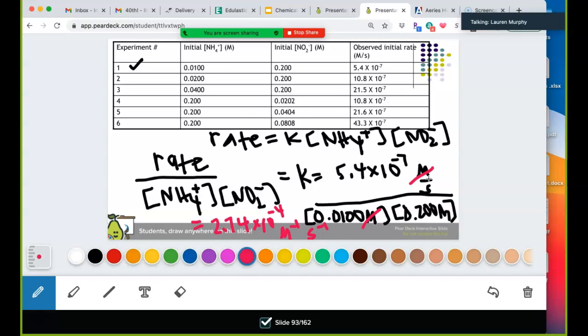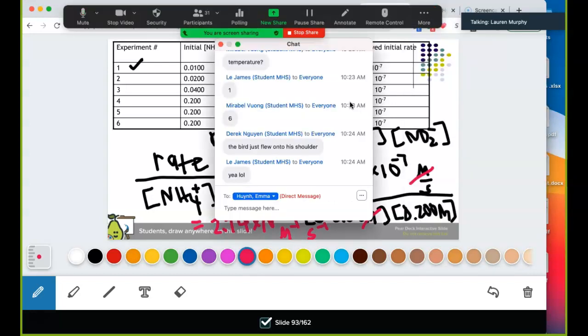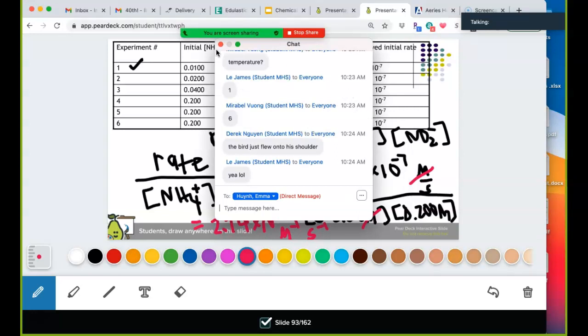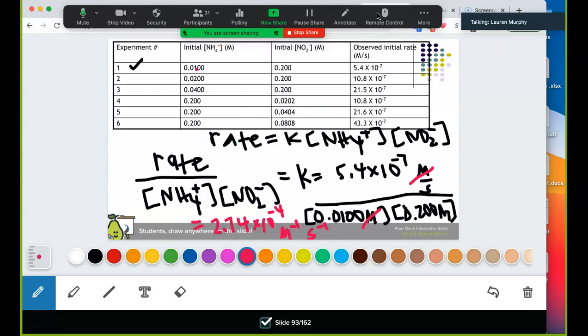Anybody else get that? Anybody doing a different experiment besides one? Or did everybody do one? All right, well, anyways, if you did a different one, if you picked experiment 3 or 5 or 6, you still should have gotten the same exact number. Okay?